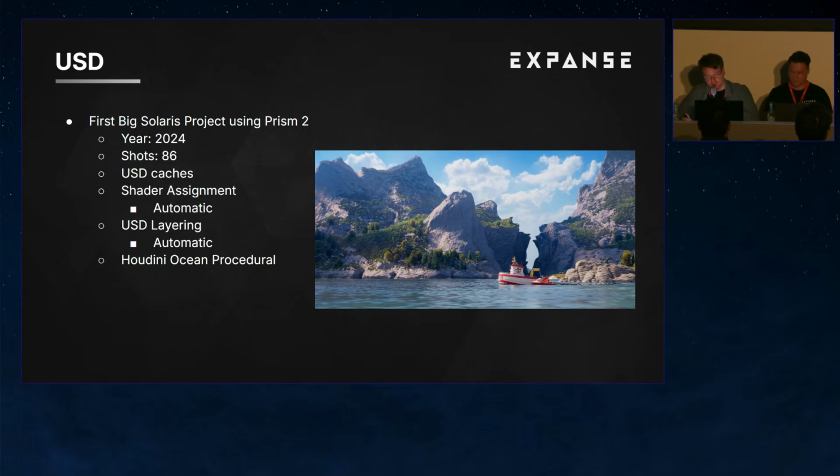So yeah, our first big project using Prism 2 was in 2024. Now we have switched to USD caches from Maya. This solved the vertex order issues we had to deal with in the past. In the past, only shader assignment had been automatic, but because we had now switched to Prism 2, automatic FX layering was up and running. This project had a lot of water simulations, so being able to export the simulation and have it appear in the correct location of the USD layers saved us a lot of time. We were also lucky that Houdini just got the ocean procedural. It was perfect for this project that had a lot of oceans and water.